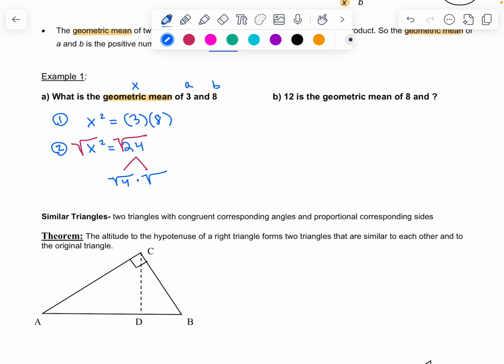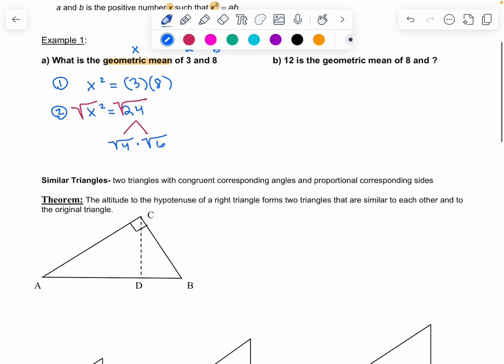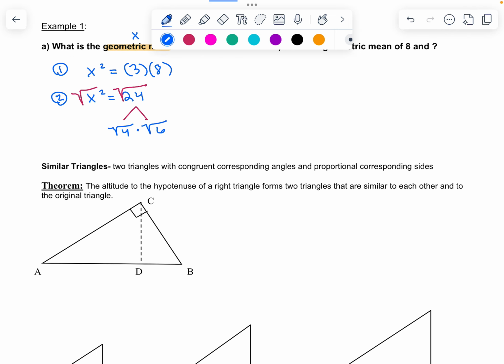So I know the square root of 4 times the square root of 6 would give me the square root of 24. And we can solve this because we know the square root of 4 is 2, and it's a perfect square because we get that whole number when we take the square root. And root 6 would just say root 6 because we can't simplify it any further. So that means our geometric mean would equal 2 root 6.